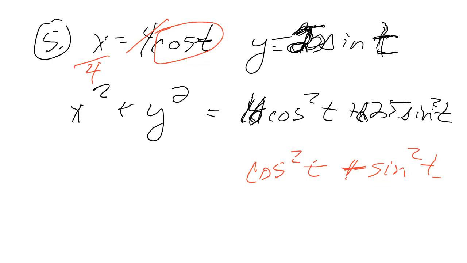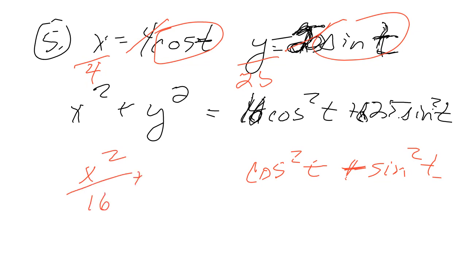But anyway, I can divide both sides by 4 on that side. I can divide both sides by 25 on that side, and then square both sides. Can I do something like that? So now it's going to be x squared over 16 plus y squared over 625, right? Or x squared over 4 squared plus y squared over 25 squared equals 1.